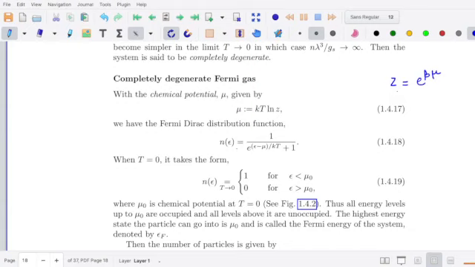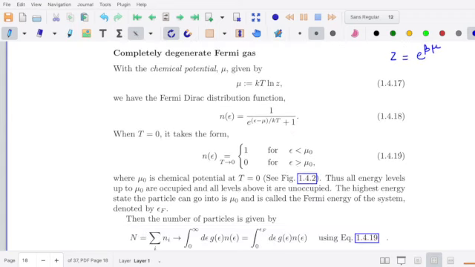and in terms of the chemical potential, the Fermi-Dirac distribution function takes the following form: 1 by e to the power (epsilon minus mu) by kT plus 1. Now as T tends to 0, this function takes a simple form. For energy values epsilon from 0 to mu_0, its value becomes 1, and for energy values epsilon greater than mu_0, it becomes 0. Here mu_0 is the value of the chemical potential at temperature T equal to 0.